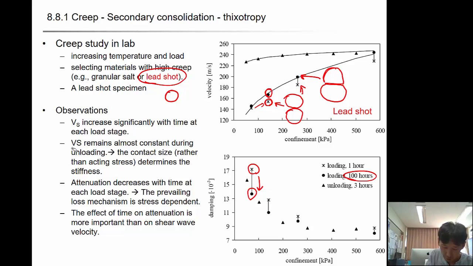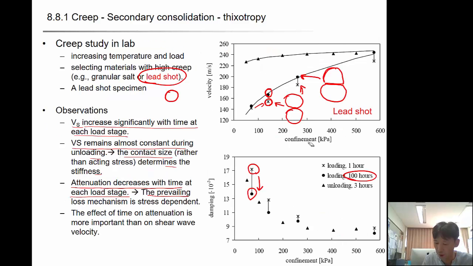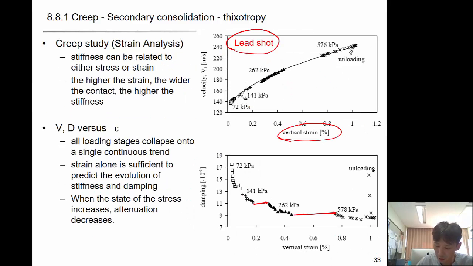So the observation here: the Vs remains almost constant during the unloading. The contact size determines the stiffness, but the shear velocity increases significantly with time at each loading stage. Attenuation decreases with time at each loading stage. This means that the prevailing loss mechanism is stress dependent. Still, it's the same with the lead shot experiment, and if we plot it against the vertical strain, not the confinement, then you can see that it follows one trend line. And for the damping also, it follows almost the same one trend line.